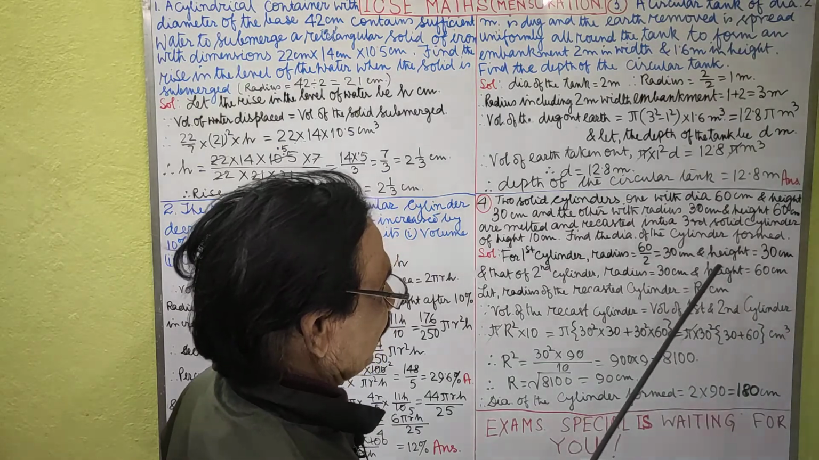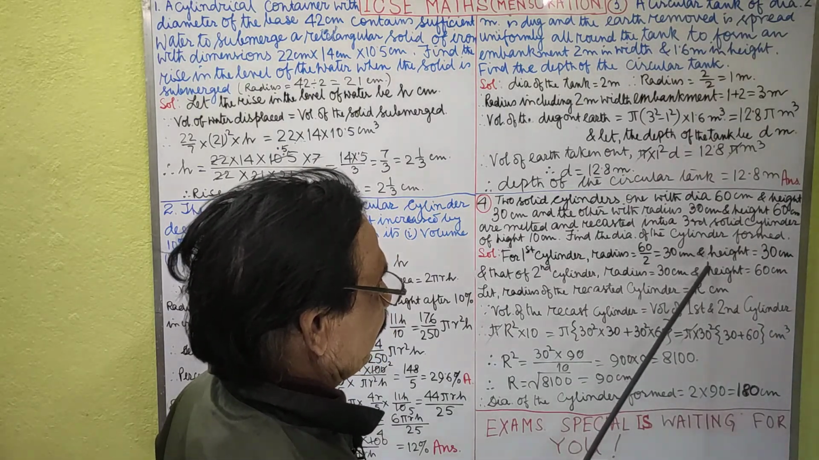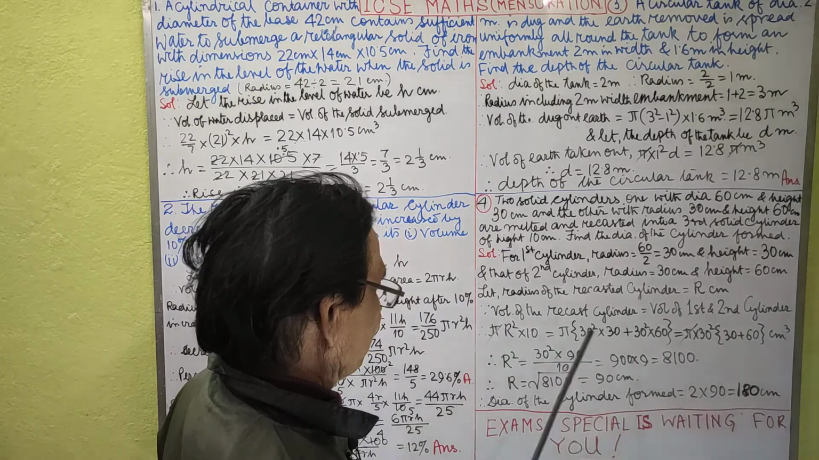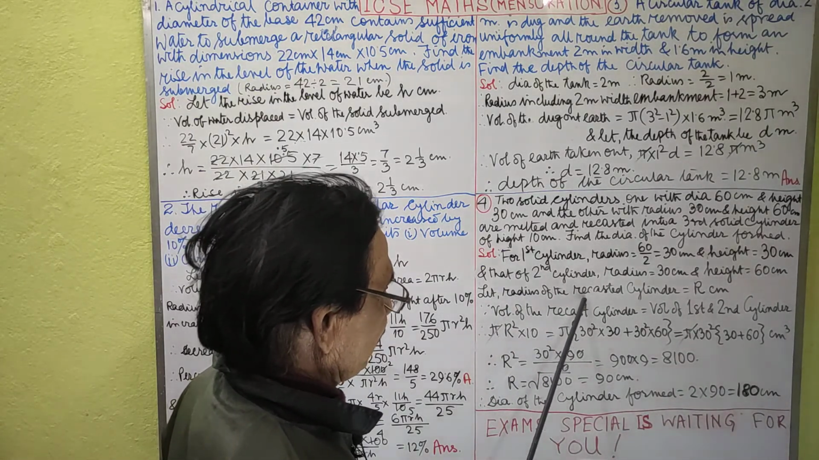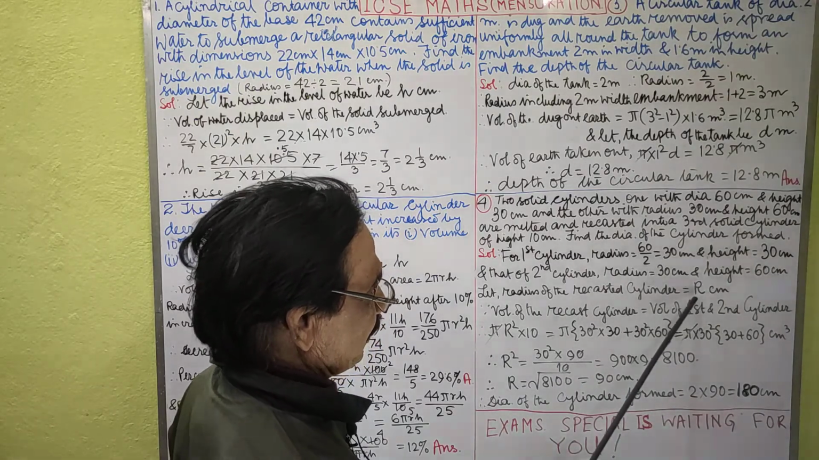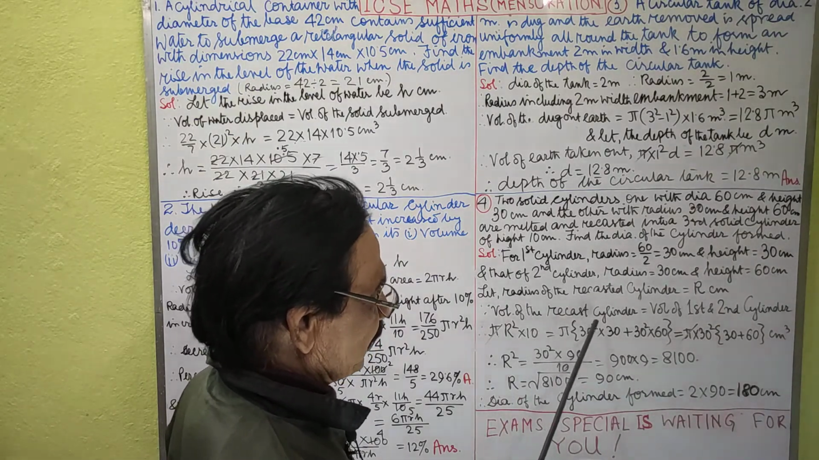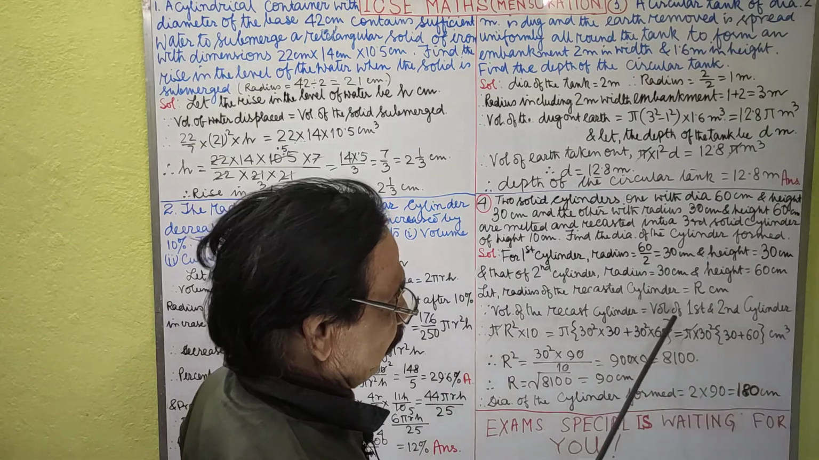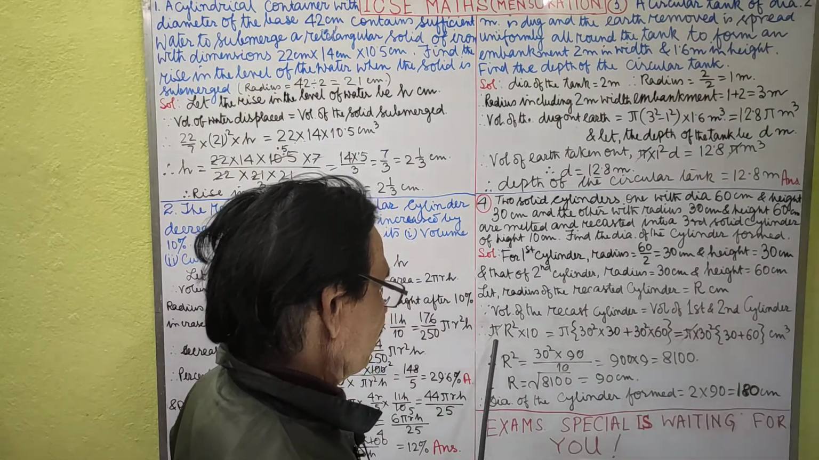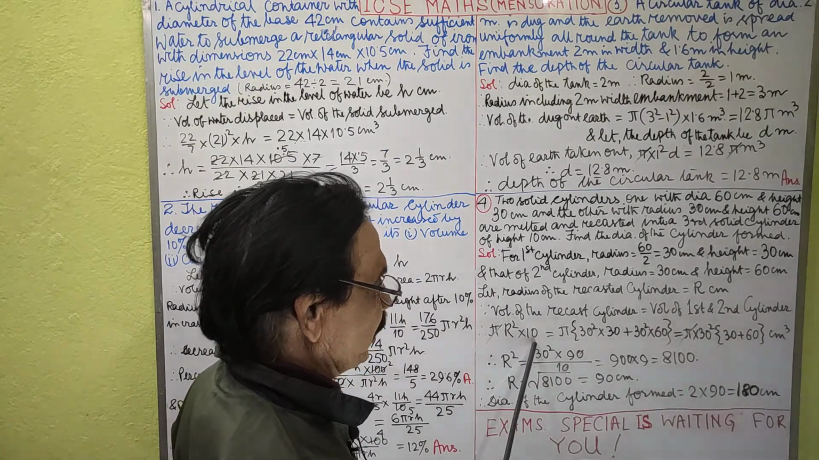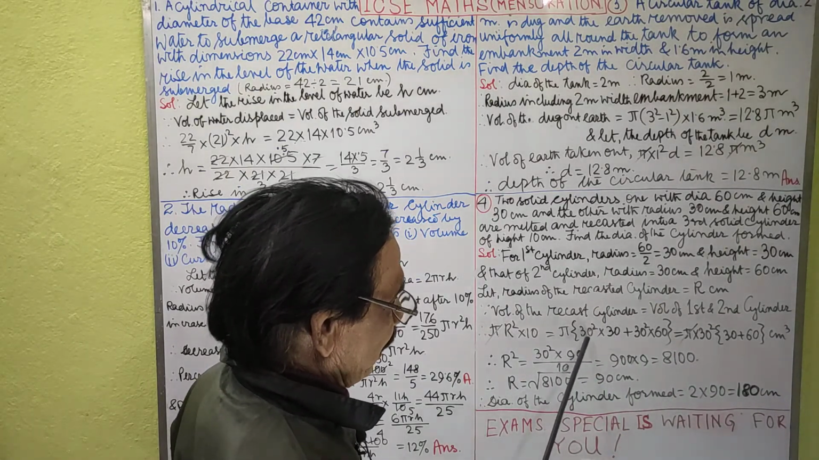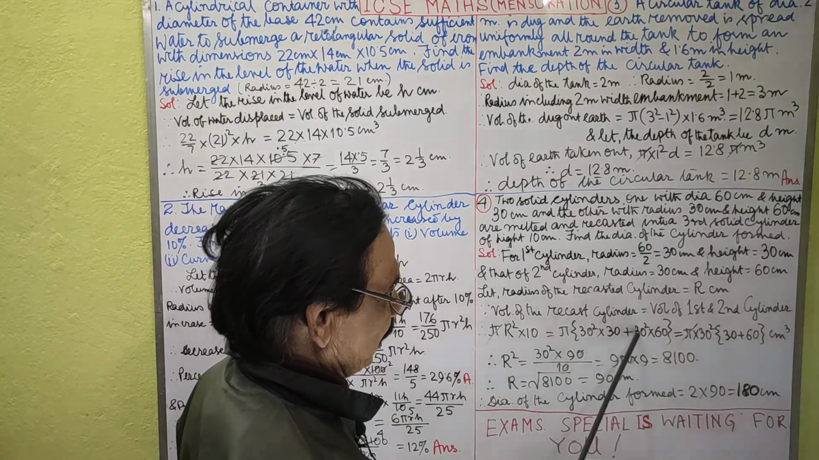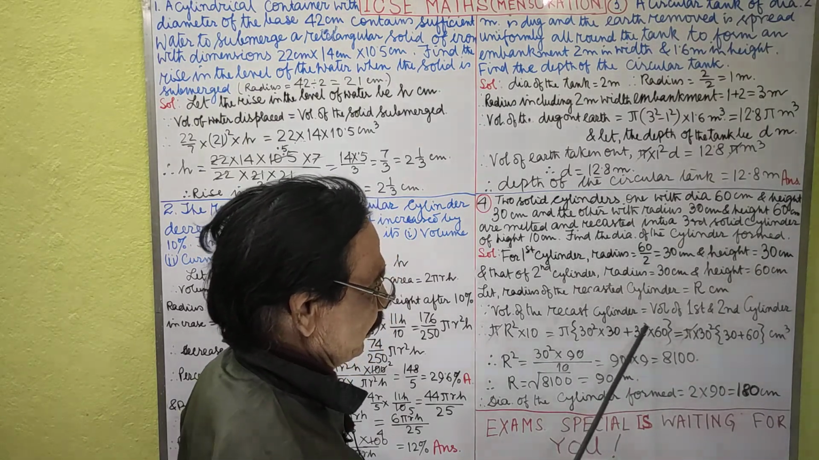The volume of these two cylinders will be equal to the volume of the third cylinder, which is recasted. So let the radius of the recasted cylinder be r centimeter. Therefore volume of the recast cylinder, pi r square into h, where h here is 10, equals the sum of the volumes of the first cylinder and second cylinder.